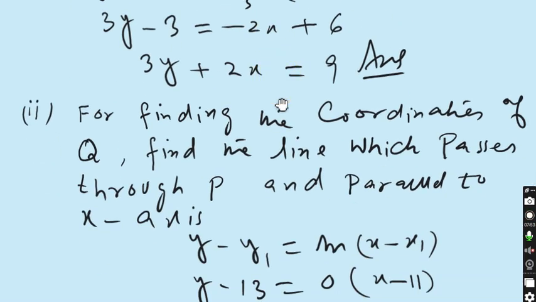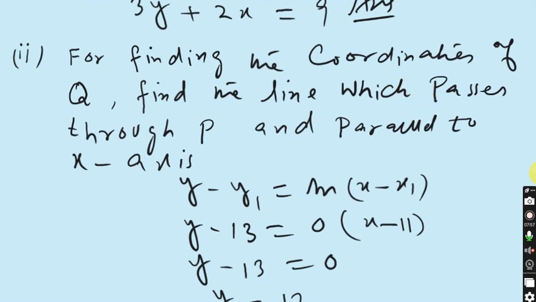For finding the coordinates of Q, find the line which passes through B and is parallel to the x-axis. Same, we take the general equation y minus y1 is equal to m times x minus x1. Here the line is passing through coordinate B, so we have to use the coordinates of B. The y1 value of B is 13, and when the line is parallel to the x-axis, the gradient is 0. So y minus 13 is equal to m, where m represents the gradient, 0, times x minus x1.